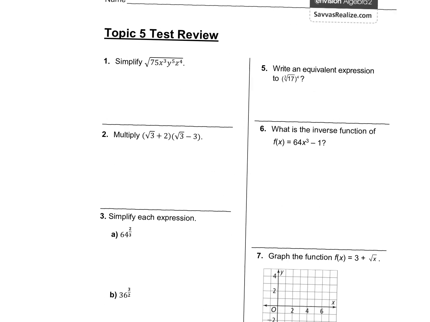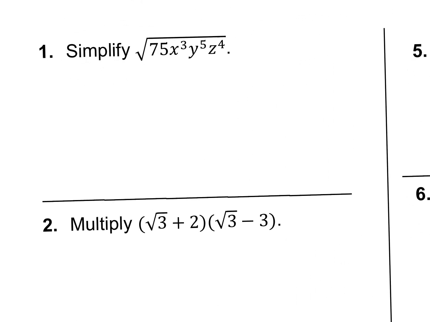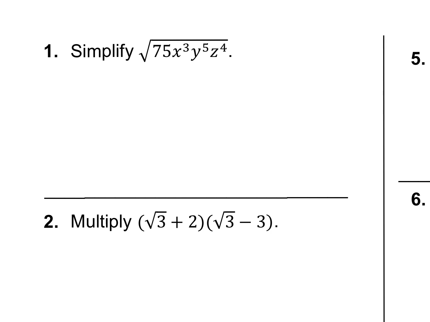So, Chapter 5, test review, starting off with number 1, simplifying radicals. So here we have one big radical. Remember when we simplify radicals, we make a good and a bad to split it up. Okay, so we take everything one at a time. What is a perfect square that goes into 75? And again, I have the list up there for you.